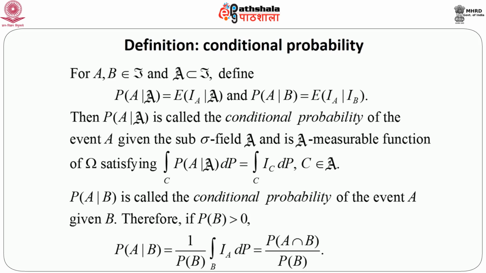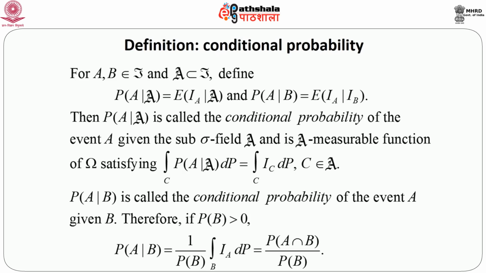If we define it this way, then the probability of A given script A is called the conditional probability of the event A given the sub sigma field script A, and naturally this is a script A measurable function of omega which satisfies the integral over C of the probability of A given script A dP equals the integral over C of I_A dP for C belonging to script A. So this is the way we define conditional probability, and the probability of A given B is called the conditional probability of the event A given B.